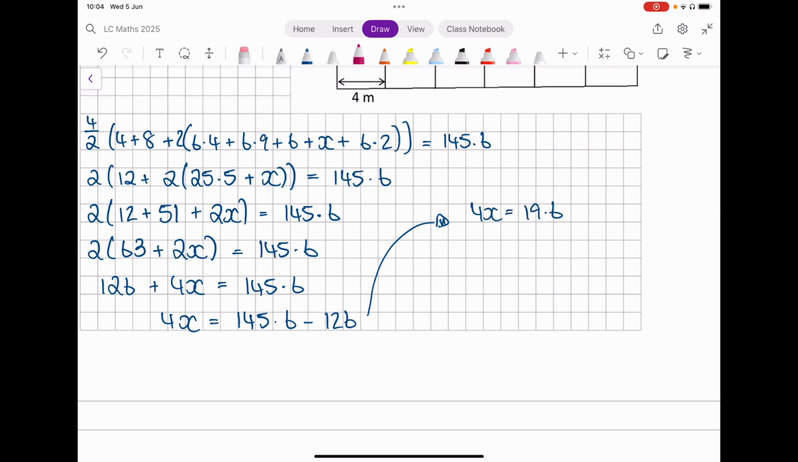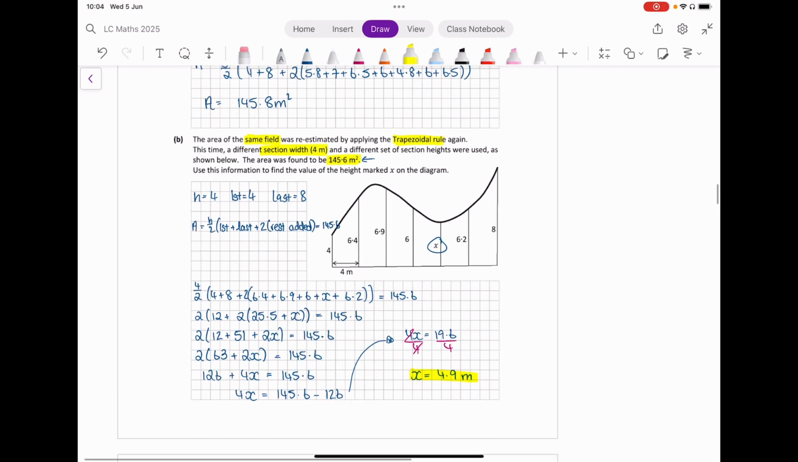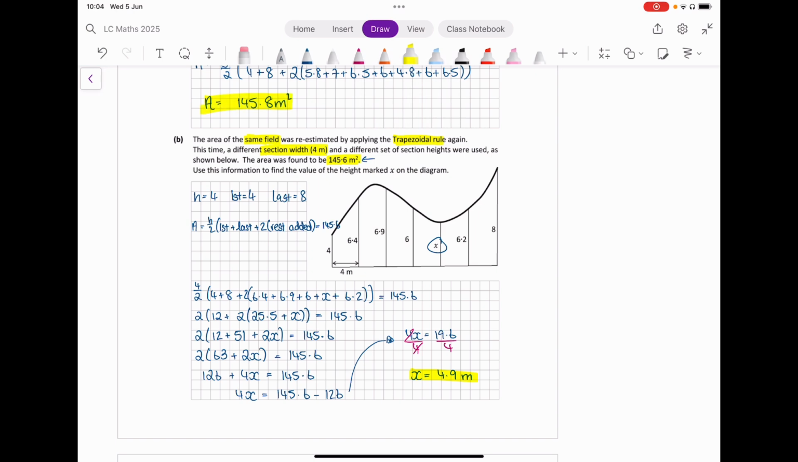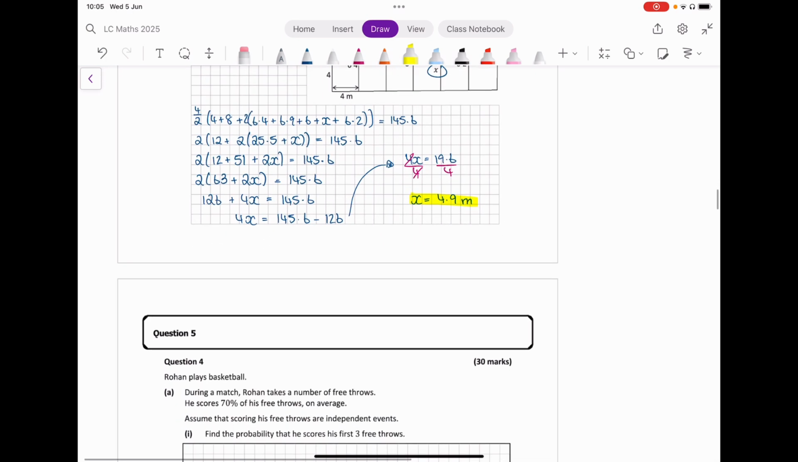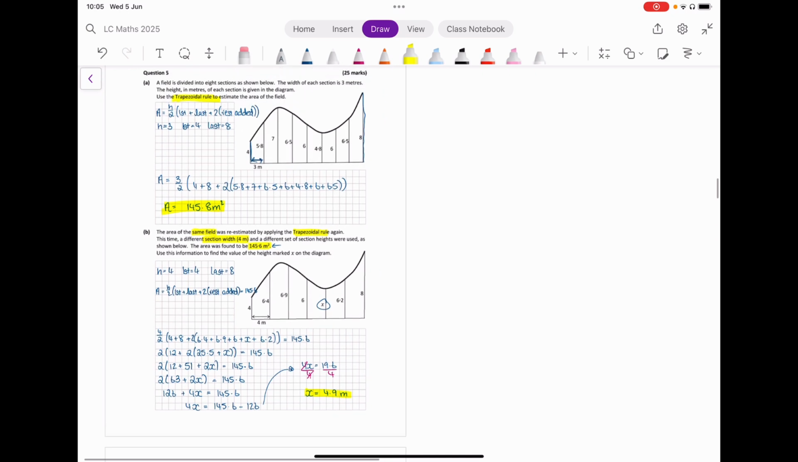And then I just divide both sides by that 4. So 4 divided by 4 gives me 1, and x is going to be equal to 4.9. And then it's going to be meters. Okay, and there's my answer. Again, put a box around your answer. Don't highlight it, just in case the scanner doesn't pick it up. So that is what we're looking for in that question, and that's your trapezoidal rule.